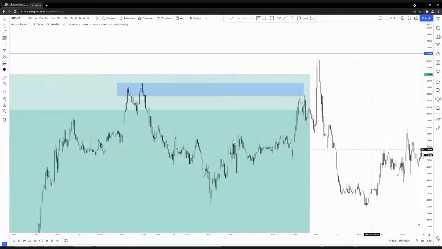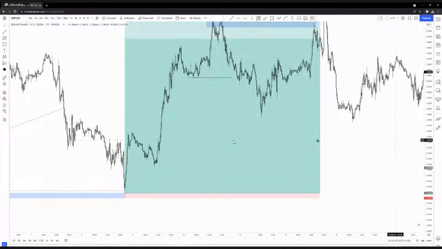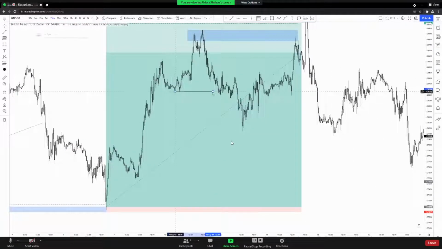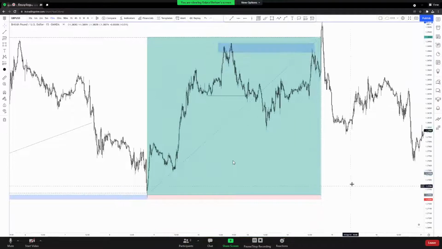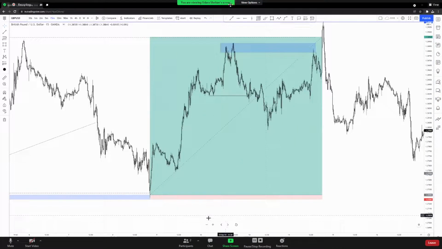That's the thing. So you have to always pay attention to all of the liquidity that is getting built up. That's the main thing. You have to pay attention to that. And yeah, that's it. A very simple trade.